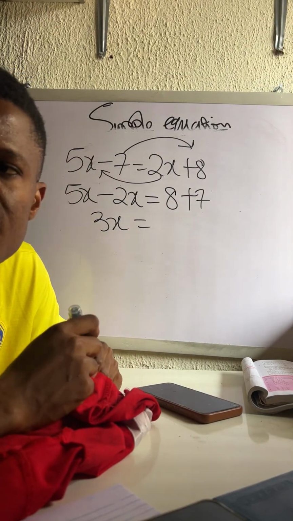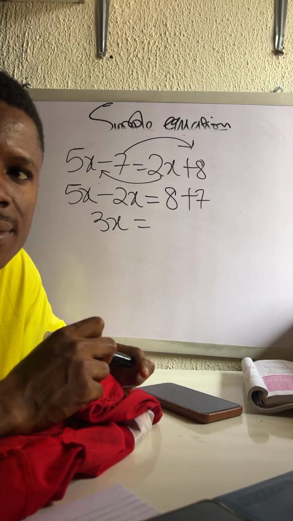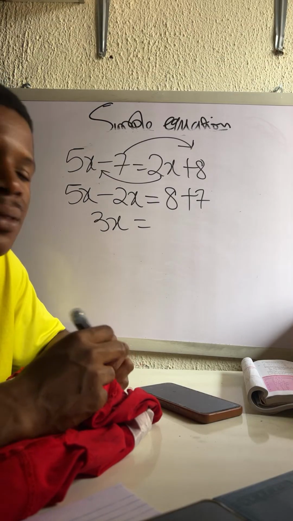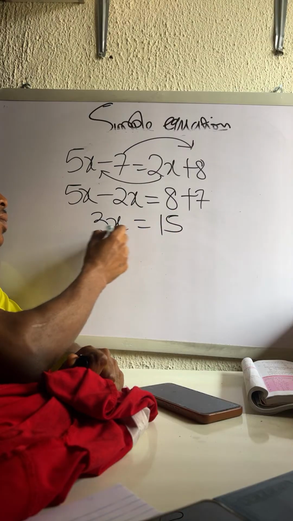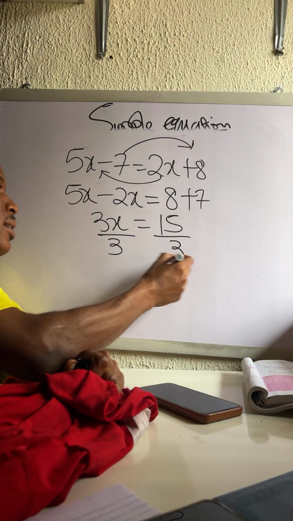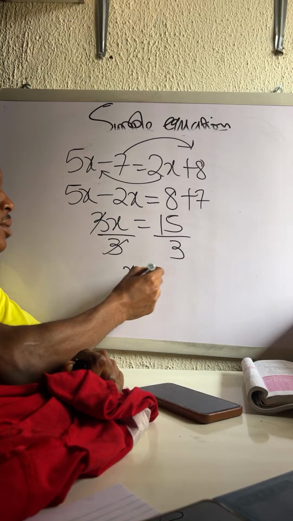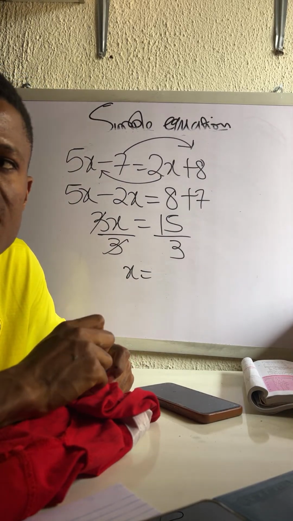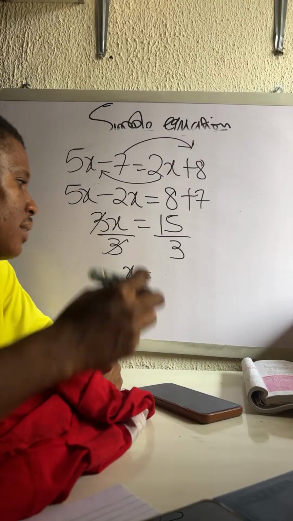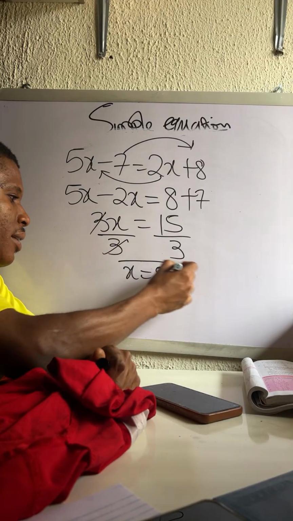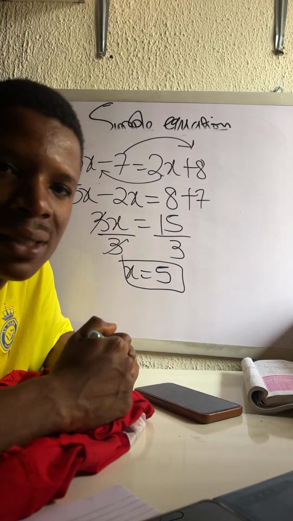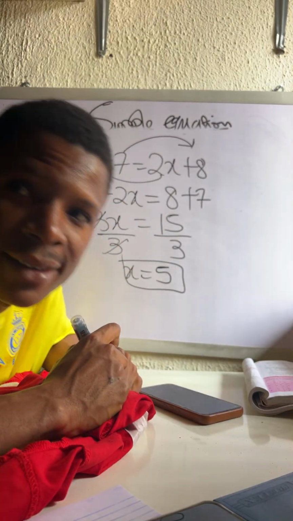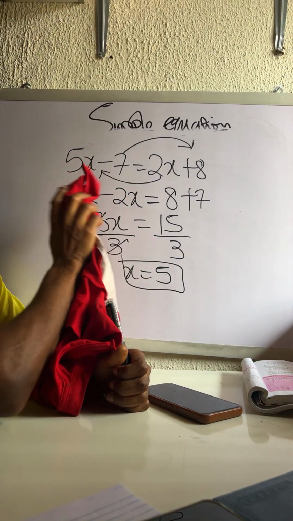What is 8 plus 7? 8 plus 7 is 15. So divide through by 3. If you divide by 3, x is equal to 15 divided by 3. What's 15 divided by 3? It is 5. So this is the value for x. It is very, very simple. It's not 9, Adewale, it's 5.